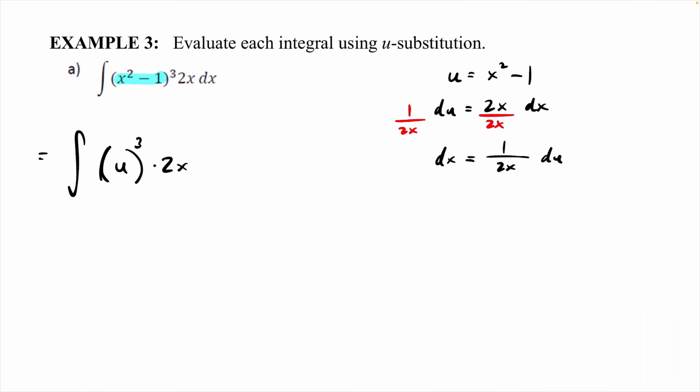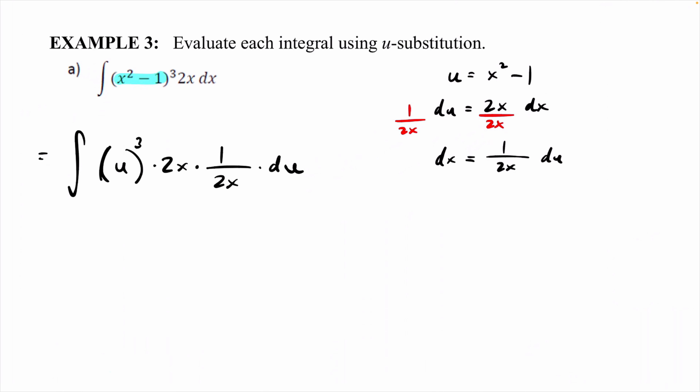u cubed times 2x dx. Sorry, I should put the dx. And then the dx I'm also going to substitute for. What is dx equal to? 1 over 2x times du. So I'm going to substitute that as well. So instead of dx, I'm going to put 1 over 2x du. That is the substitution part.